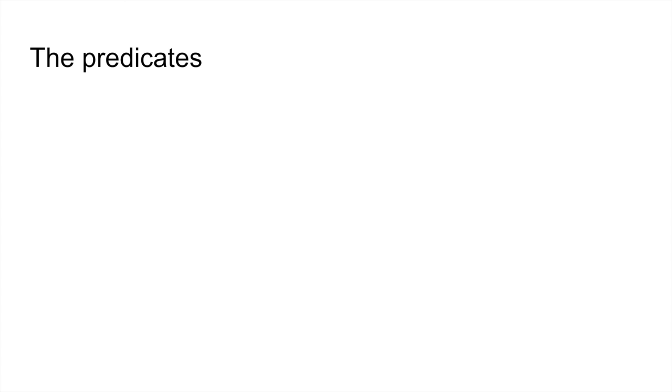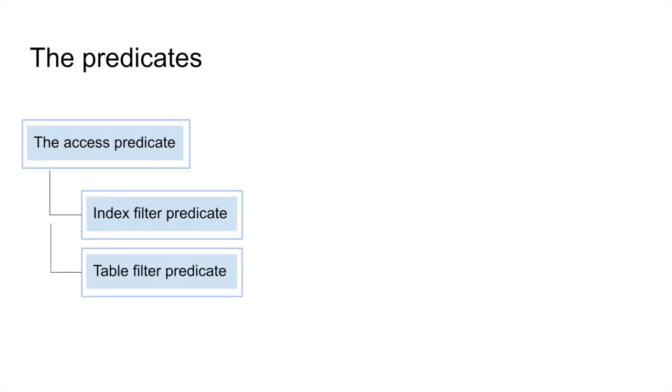These weaknesses, if you can really call them weaknesses, are also known as the predicates. So you have an access predicate and you have two filter predicates. These predicates are actually just conditions that are being evaluated in certain situations.